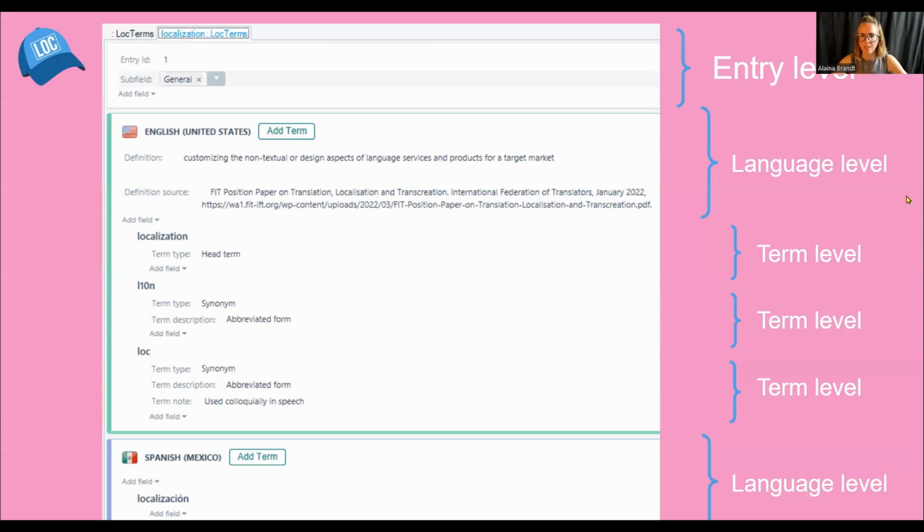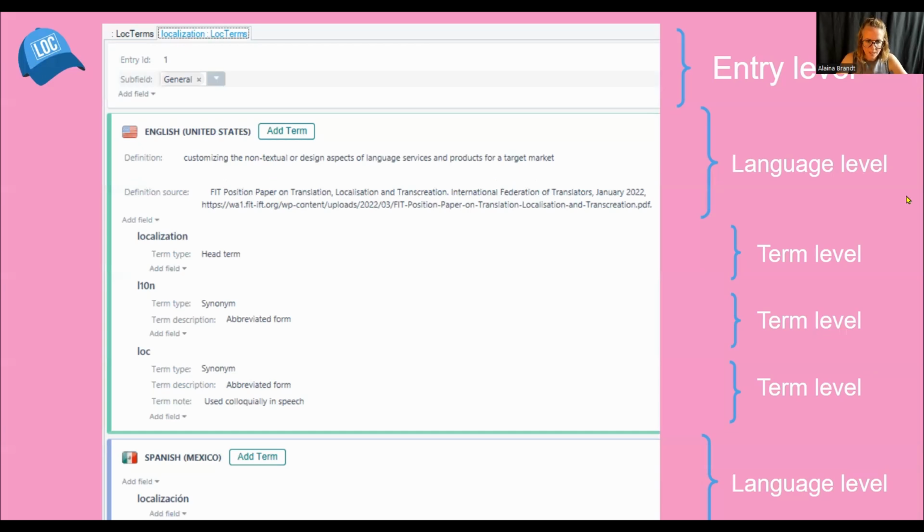So if there were an instance where I'm thinking, hey, I want to use an abbreviation in my writing, because rather than typing localization, I'd like to have an abbreviation that will make the communication more specific. If I know that loc is used colloquially in speech, I'm not going to use that in writing. I'm going to use the L10N. So the information we're collecting at the term level is term specific.